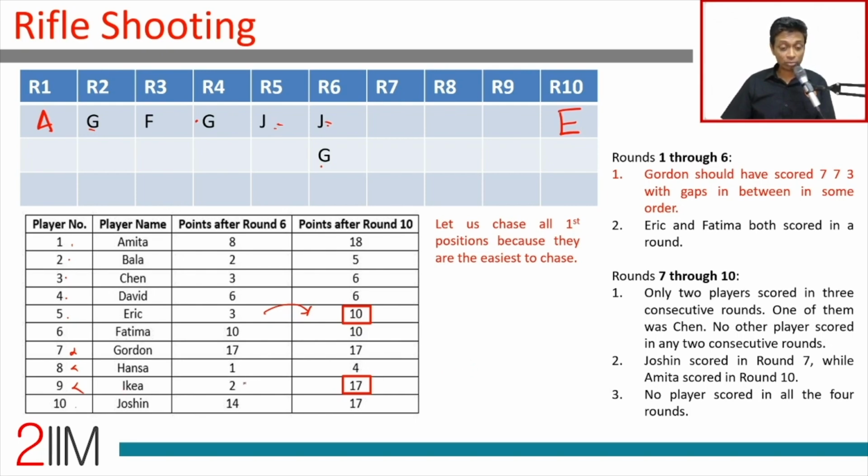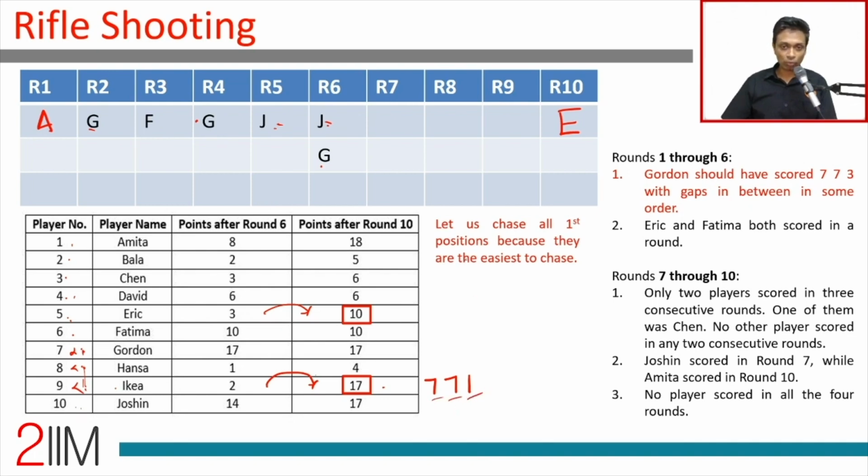Now, IKEA goes from 2 to 17 in 4 rounds, the 7, 8, 9, 10. IKEA will be there in round 7, round 8 and round 9. Will not be there in round 10. And IKEA will be present in rounds 4, 5, 6, 7, 8, 9. These 3 rounds alone account for 15. This is 7, 7, 1 from IKEA in R7, R8, R9.